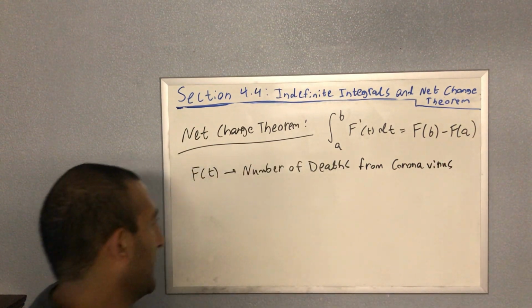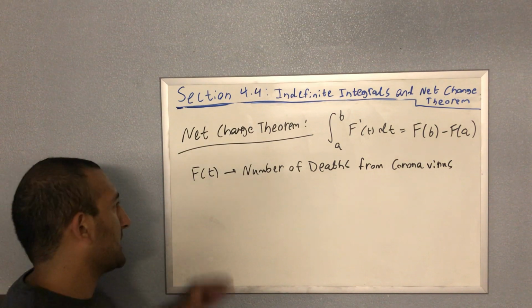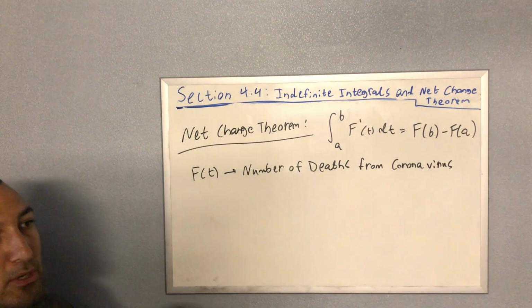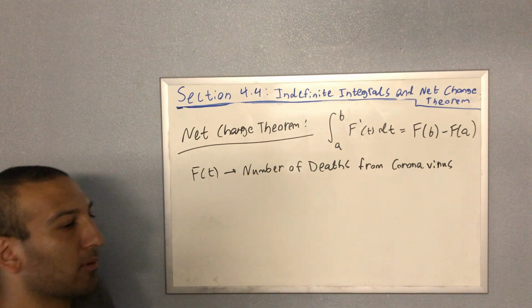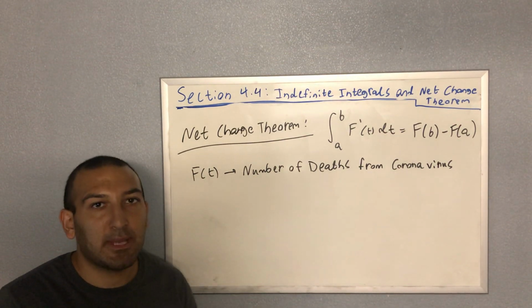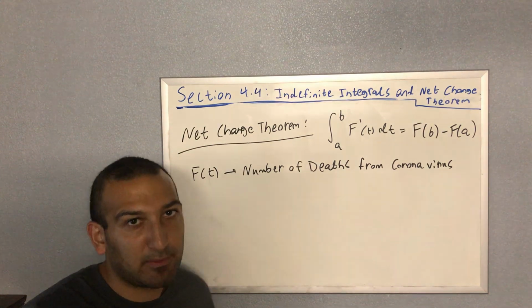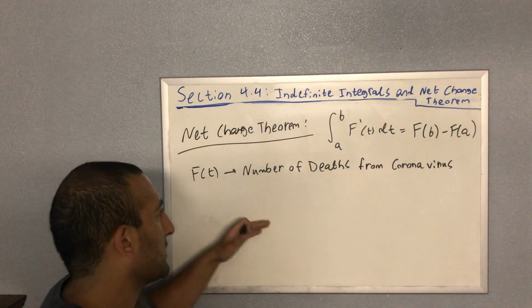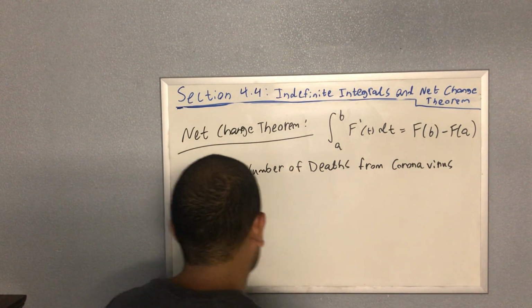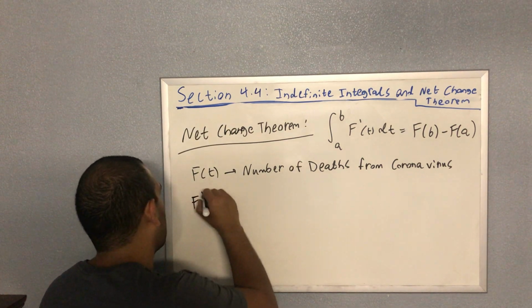Okay, so this is representing the number of deaths as a function of time. So day 1, day 2, day 3, day 4, whatever day 0 is, I guess whenever you start counting. So this just tells you the number of deaths. So what does f prime tell you?